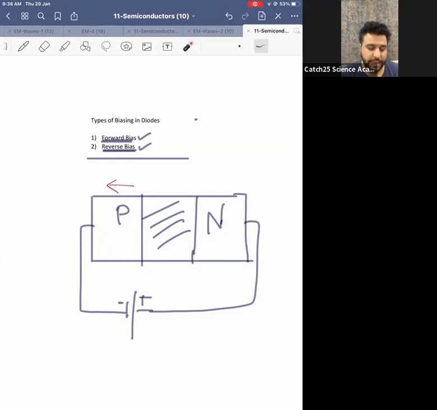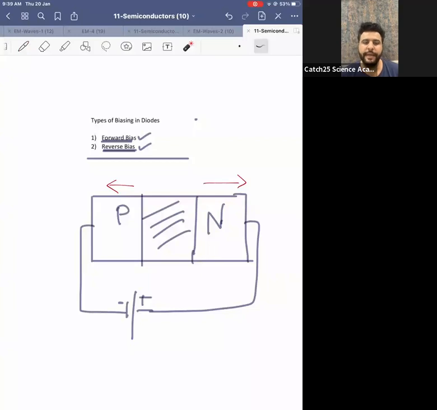Also, can I say the N region has electrons? They will get attracted to the positive terminal. Therefore, when electrons are attracted to the positive terminal, they will go in this direction. Therefore, can I say holes and electrons are going away from each other?